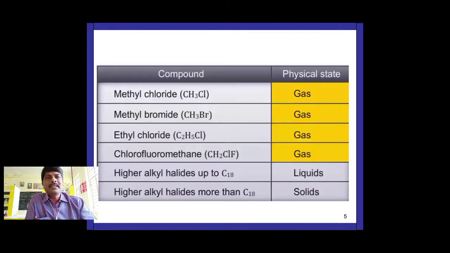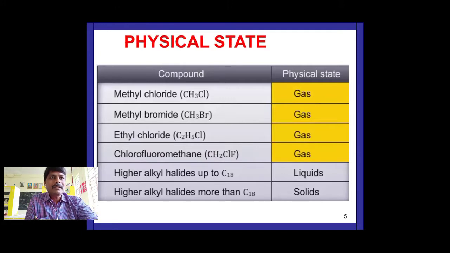Next one is about physical state. As the number of carbons increases, the physical state gradually changes from gas to liquid, from liquid to solid, and so on. If the number of carbon atoms is less, what is the expected physical state? Gaseous state. As the number of carbons slowly increases, the physical state gradually changes from gaseous to liquid state. If carbon numbers are more than 18, that means higher alkyl halides, then what is the physical state? Solids. So up to 18 it is liquid state, above 18 solids, and lower alkyl halides like methyl, ethyl, propyl are gases.